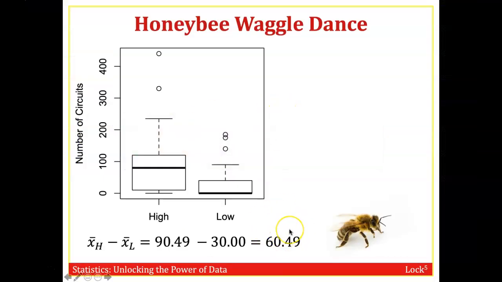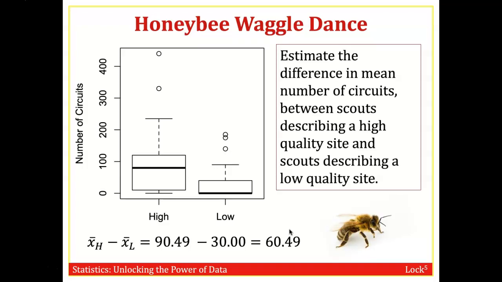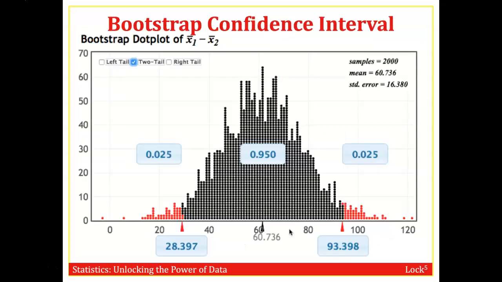So just to make the connection between the slides and what I've got in the R code for you to take a look at. So we've estimated the difference. So we're thinking confidence interval, and we're thinking bootstrap confidence interval first. And so here's how you would do it with StatKey.